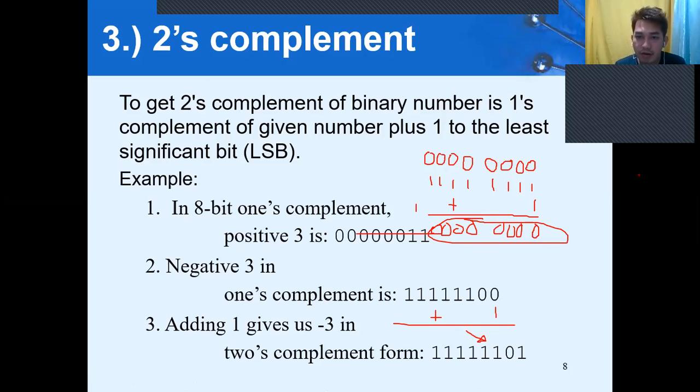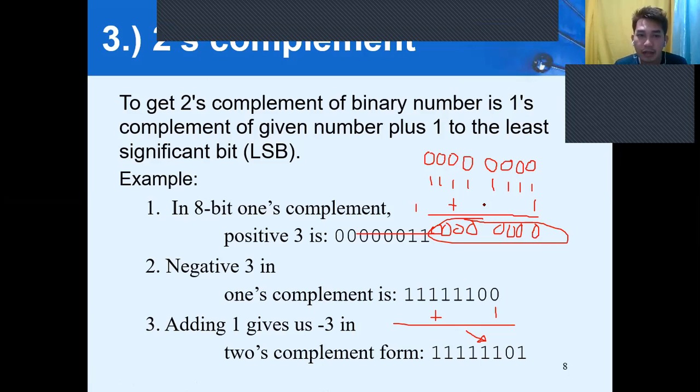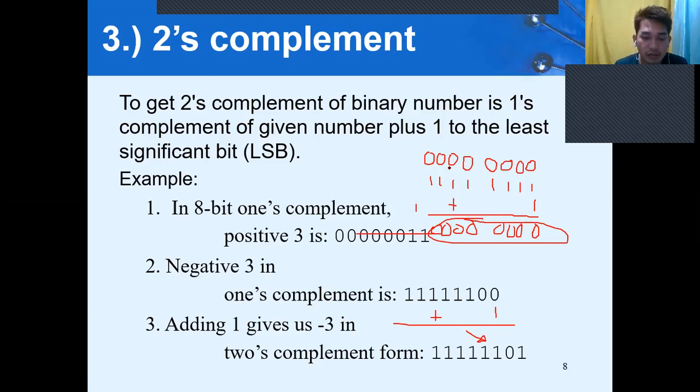So most of the programmers in the computer system, in representing negative numbers or signed numbers, they are using these two's complement. So later I will be discussing about how to add binary numbers and other operations also.